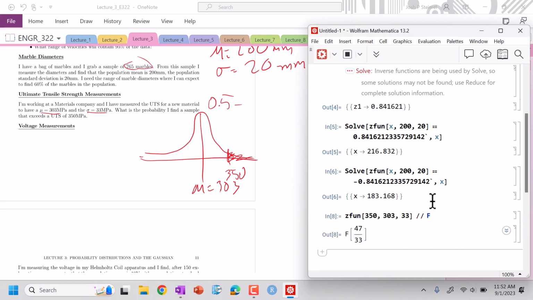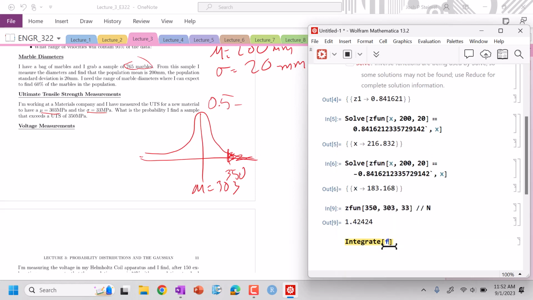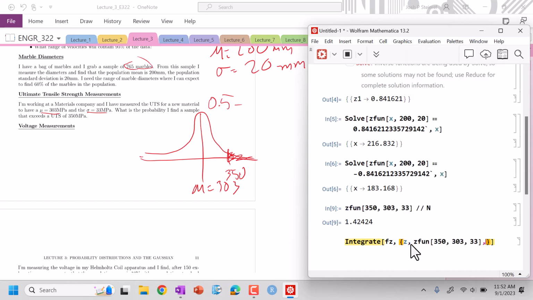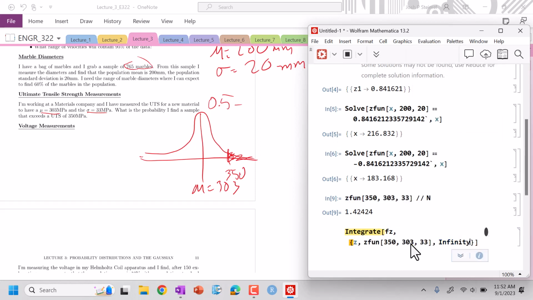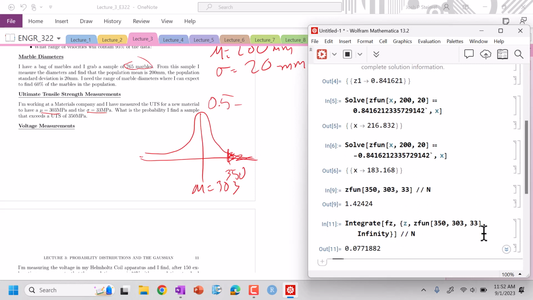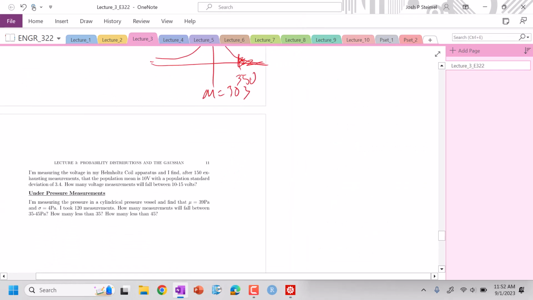So not f, n. I am going to integrate my f sub z from this z value to infinity, because I want it to exceed that 350. Let's give me the number numerically. So very low probability, about 7.7% that that will actually happen. And you could double check that with your table if you would like.